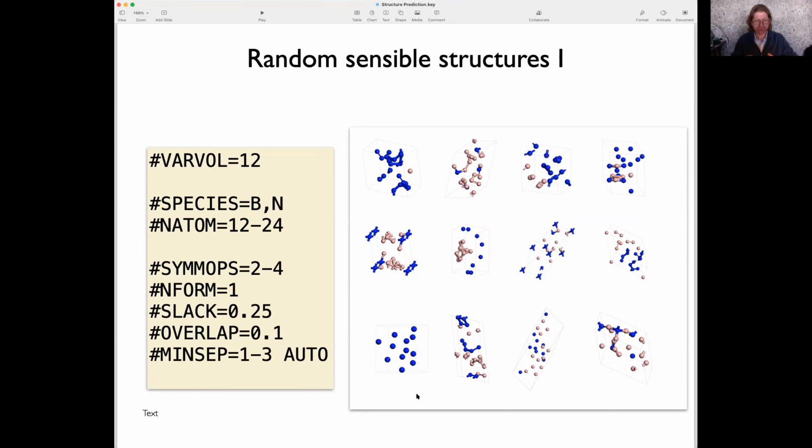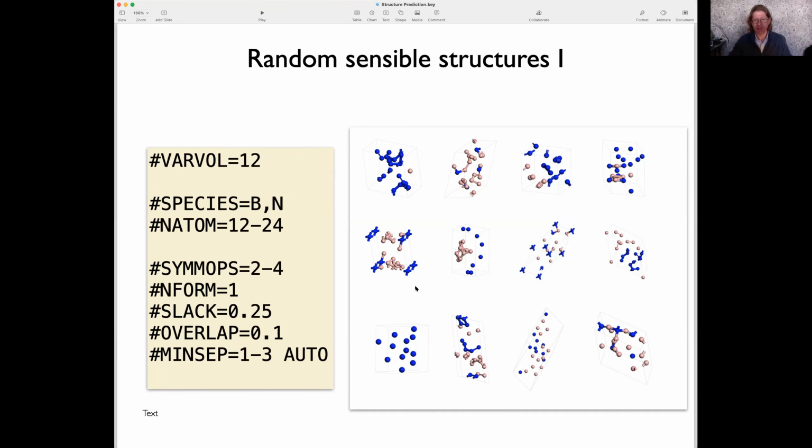We impose a sort of random minimum separation matrix between the chemical species. This means they all look a bit chemical. They're different. You've got an example here where the boron wants to cluster together and away from the nitrogen. And then you've got an example here, which is probably quite close to the true chemistry, where you've got alternating boron and nitrogen. But we're searching all those different possibilities.